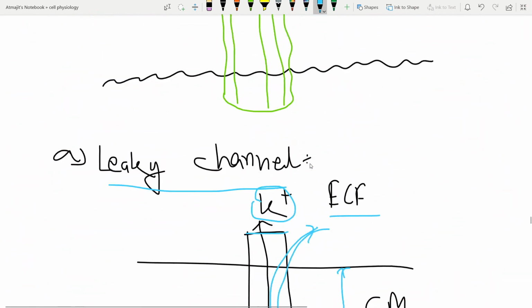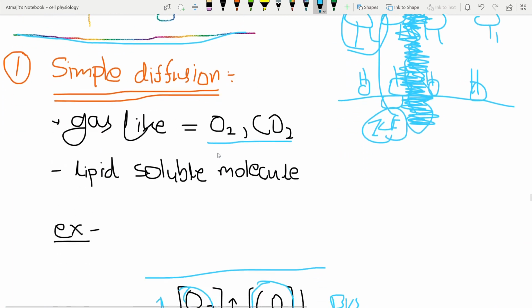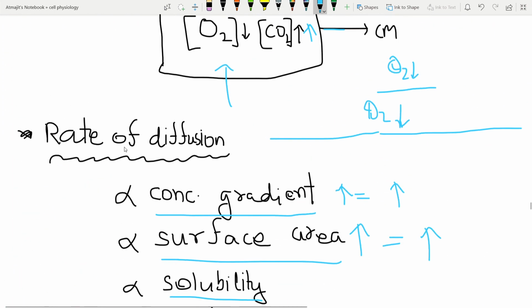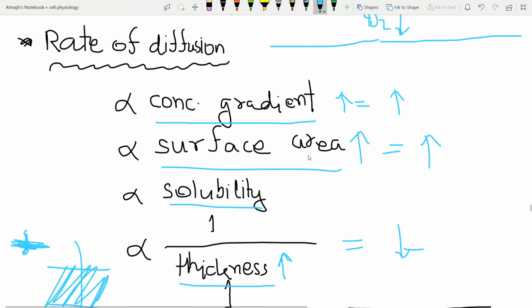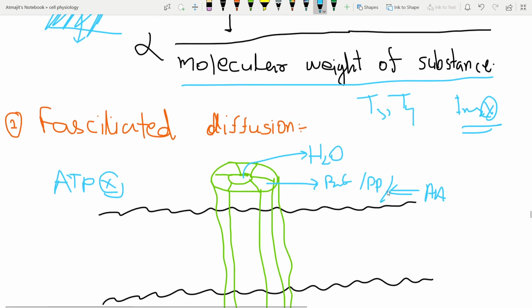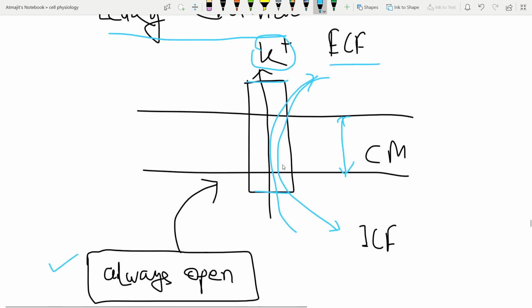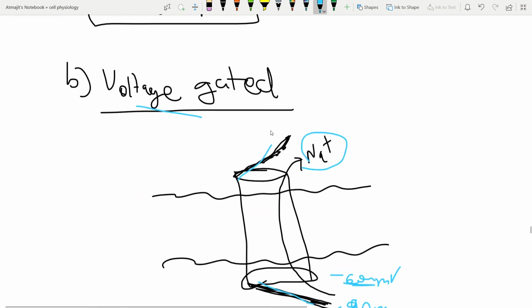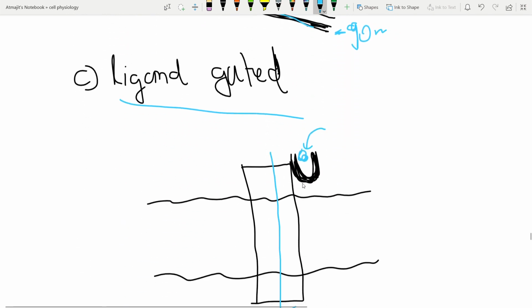Let's review the topic again from the first. Transport across the cell membrane through simple diffusion. The rate of diffusion depends directly on the concentration gradient, directly on surface area, directly on solubility, indirectly on thickness, and indirectly on the molecular weight of the substance. Then facilitated diffusion doesn't need any ATP, it's just facilitated by a protein. It may be leaky, which has no gate and is always open, voltage gated, where gates are opened by voltage, or ligand gated, where gates are opened by a ligand attached to its binding site.